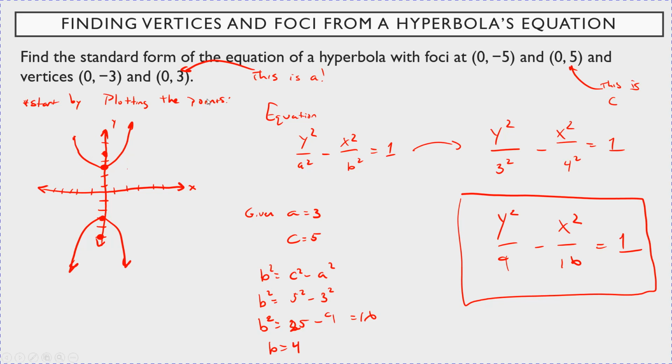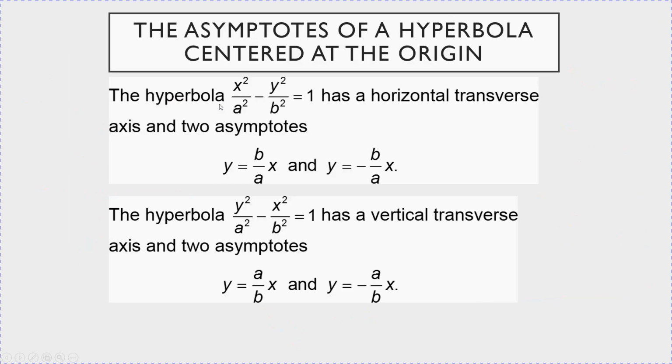Now let's talk about how you sketch them. All right, and it's actually not too bad. To do that, we're going to need to talk about the asymptotes of a hyperbola, and these are centered at the origin. So the hyperbola x squared divided by a squared minus y squared divided by b squared has a horizontal transverse axis and 2 asymptotes. Those 2 asymptotes are y is equal to b over a times x and y is equal to negative b divided by a times x.